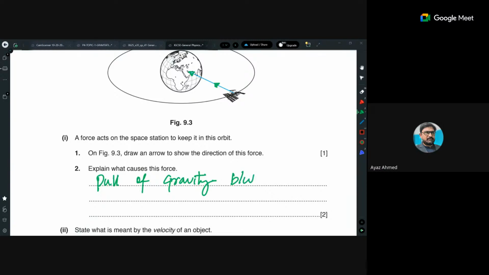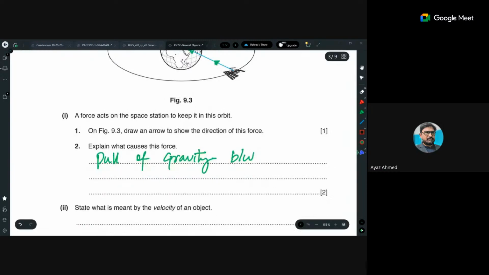Between... here you got half a mark, meaning half of that is correct. You have given the concept of pull of gravity, but you have to write between which objects? Between Earth and satellite, not sun and satellite. Okay?